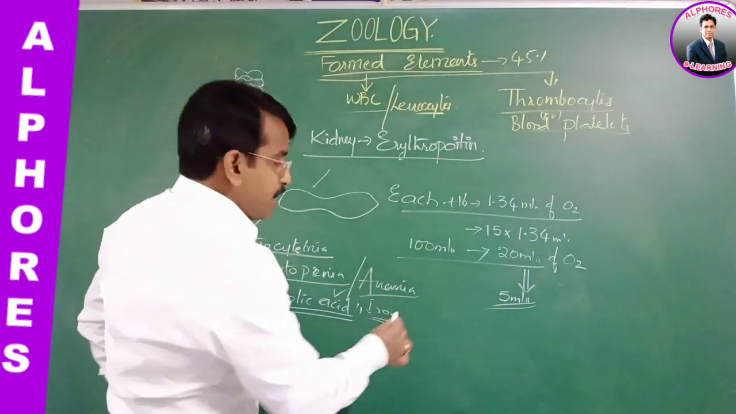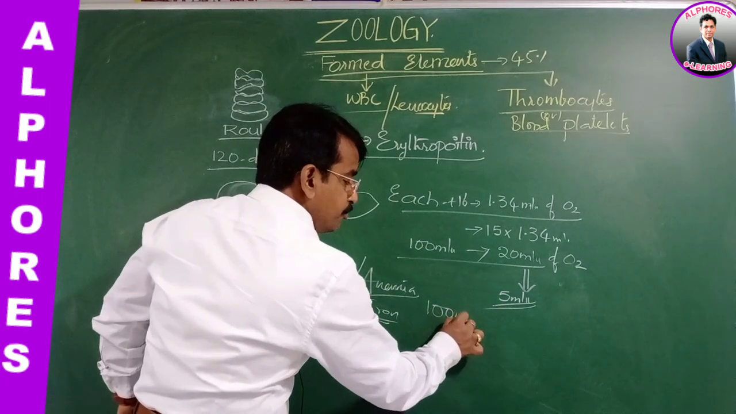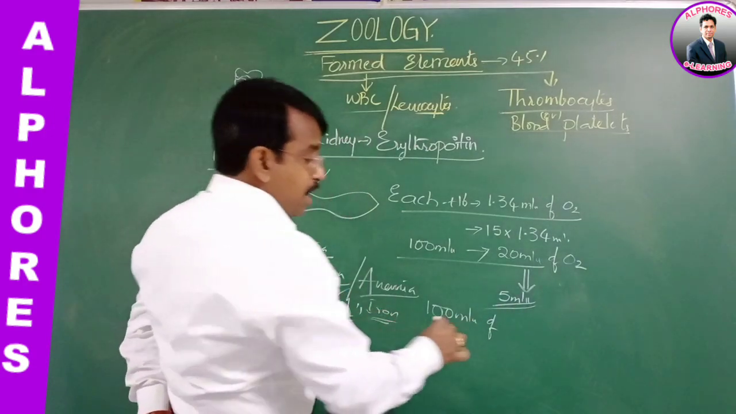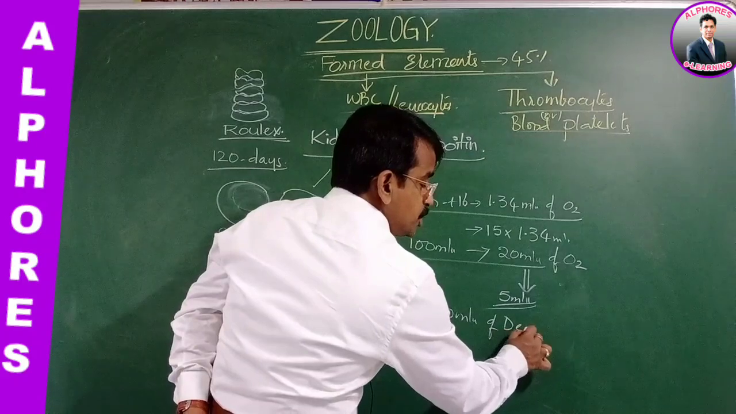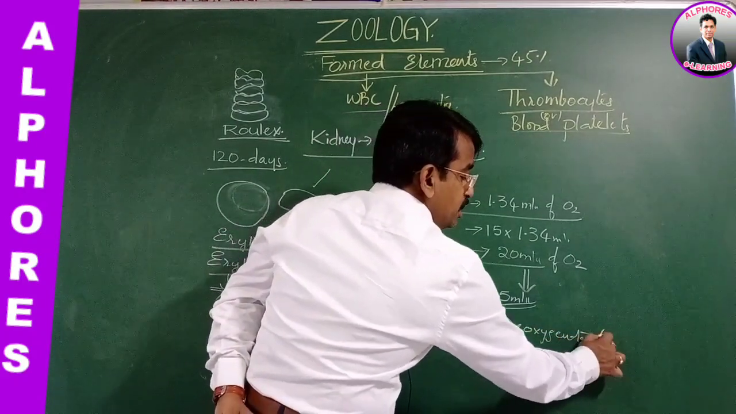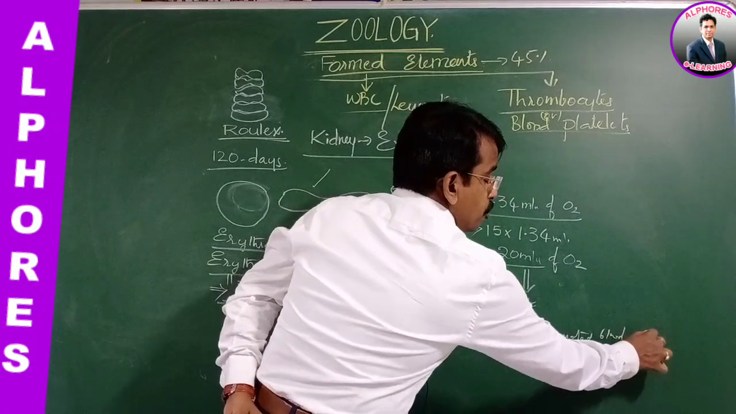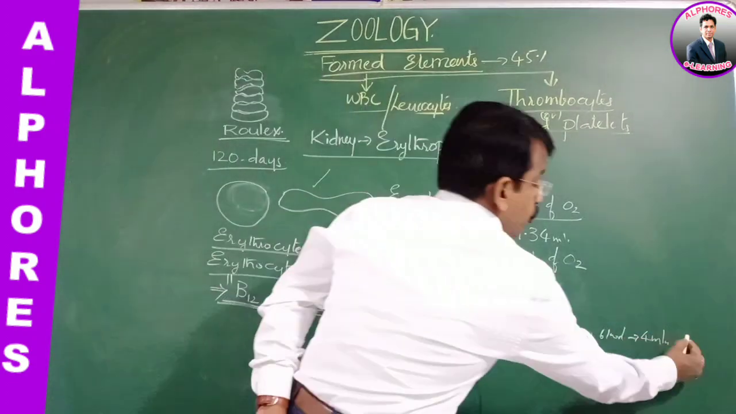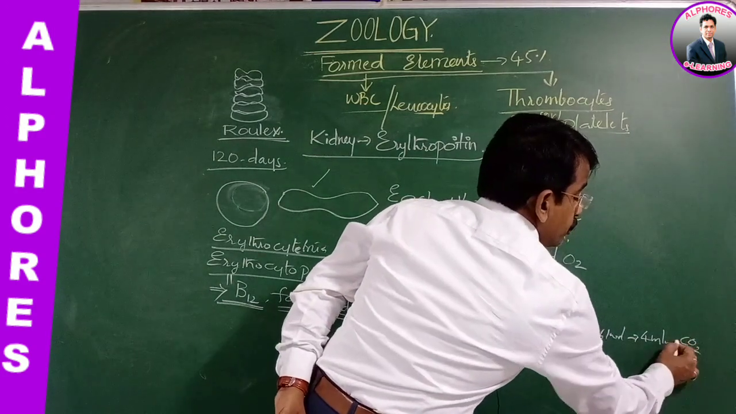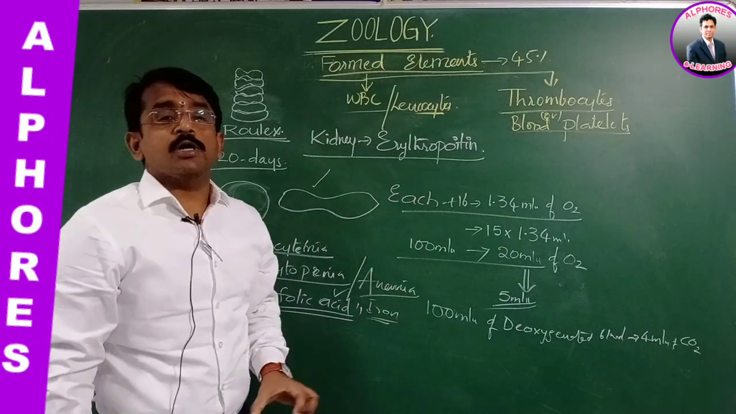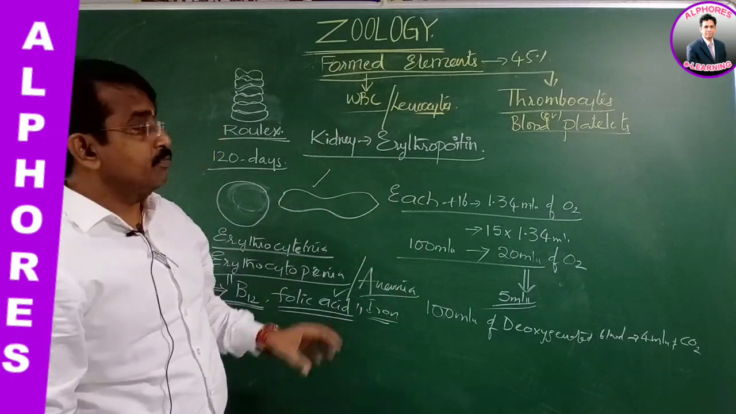In the same manner, 100 ml of deoxygenated blood will deliver 4 ml of CO2 to the tissues. 4 ml of CO2 is delivered to the tissues. This is the point to remember.